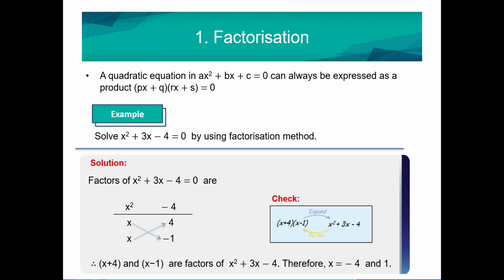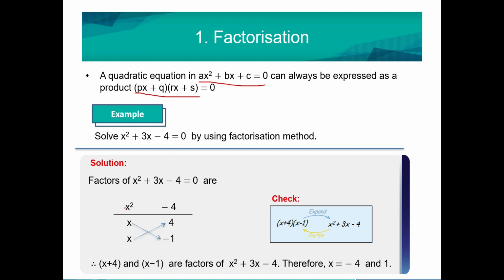Let's go to the first method, factorization. A quadratic equation in this form can always be expressed as a product of two linear equations. We can always factorize a quadratic equation into this form. So using the factorization method, how do we do it? For example, we have x squared plus 3x minus 4 equal to 0.